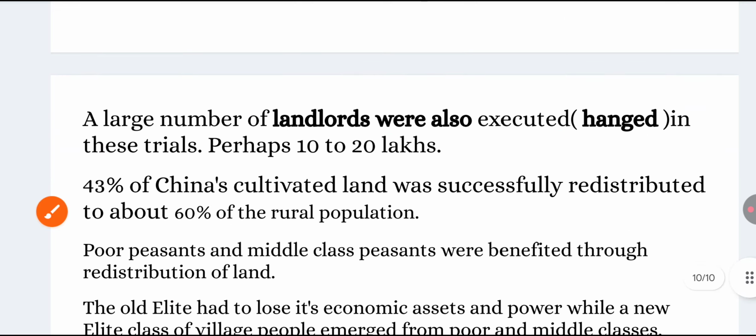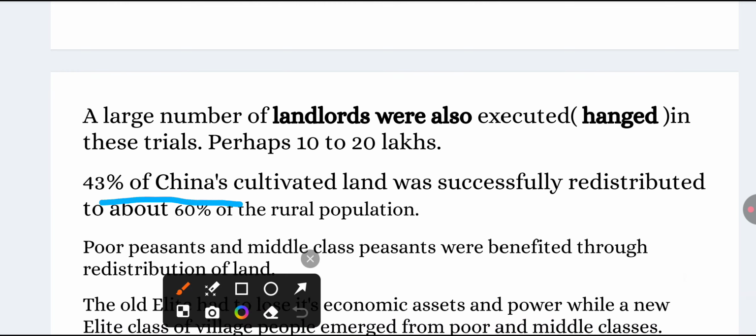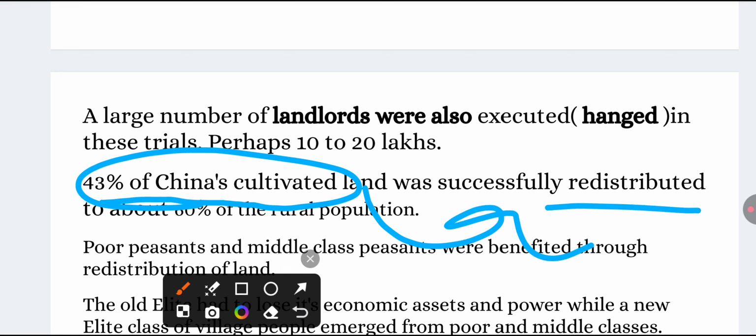So in China, 43% of cultivated land was successfully distributed to landless farmers. How many people got land through land reforms? About 60% of the population, 60% of Chinese people, were benefited by the land reforms.